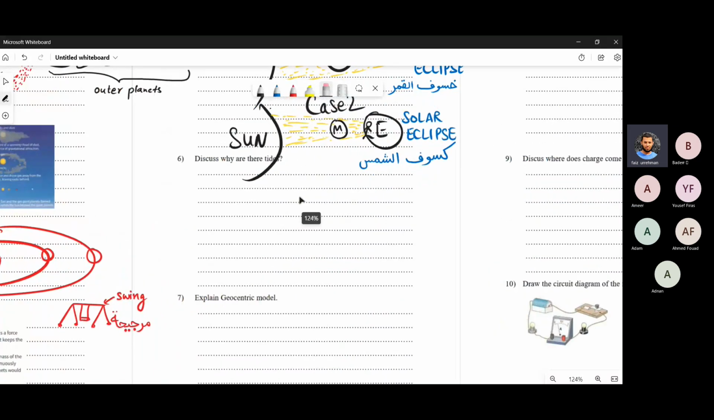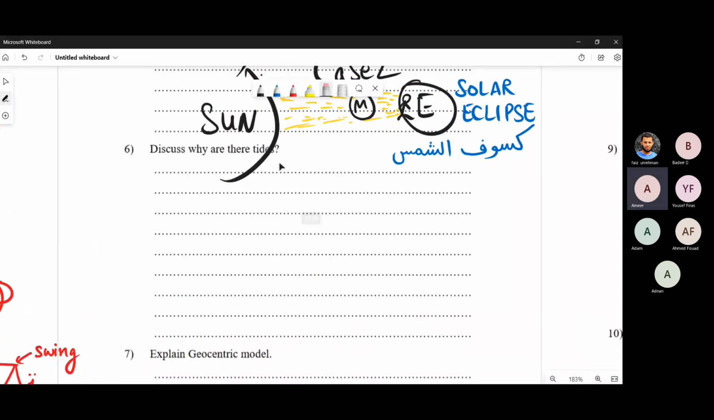Now, why are there tides? Remember, in the first meeting when you taught us physics, the stories of the ancient Indians about the eclipses, that they thought the moon eats the sun, or sometimes the demons swallow the sun. Maybe, I don't remember. Okay, why are the tides formed?